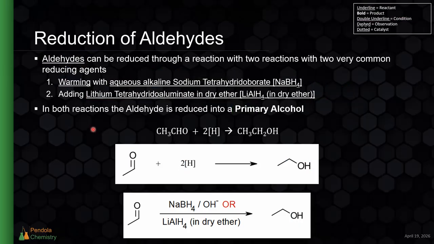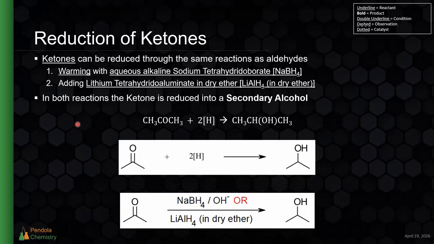Now, the reduction of ketones is very similar. So again, ketones can also be reduced with the exact two reactants we just saw. So the reaction with ketones for reduction is exactly the same as the reaction for aldehydes. We use aqueous alkaline sodium tetrahydroborate, NaBH4, which needs to be aqueous, it needs to be alkaline, and it needs to have warming as our condition, so it needs to be warm for the reaction to happen.